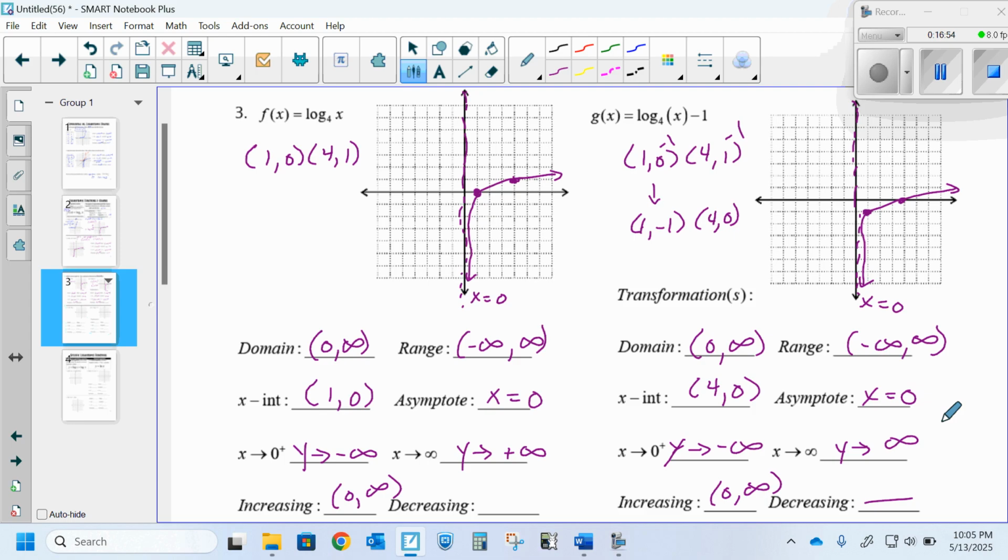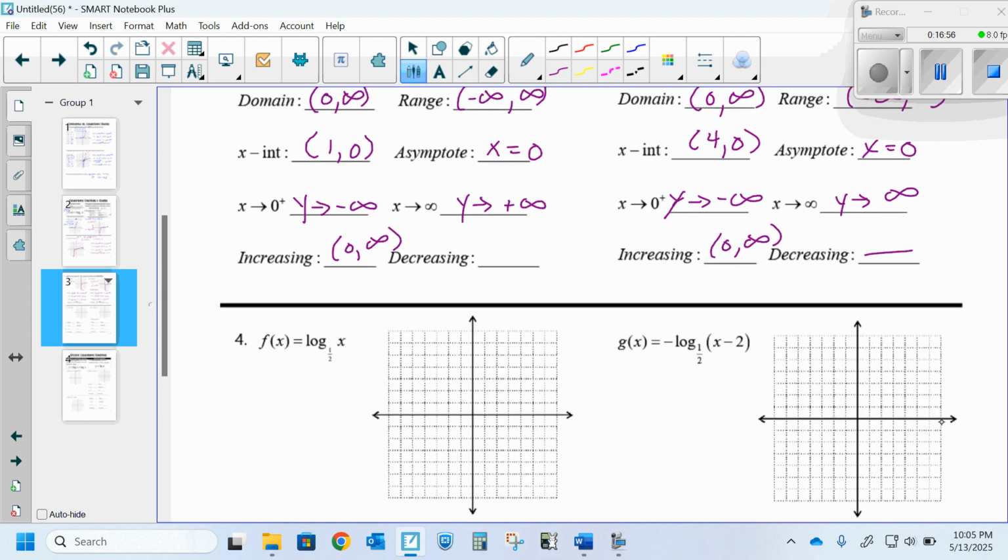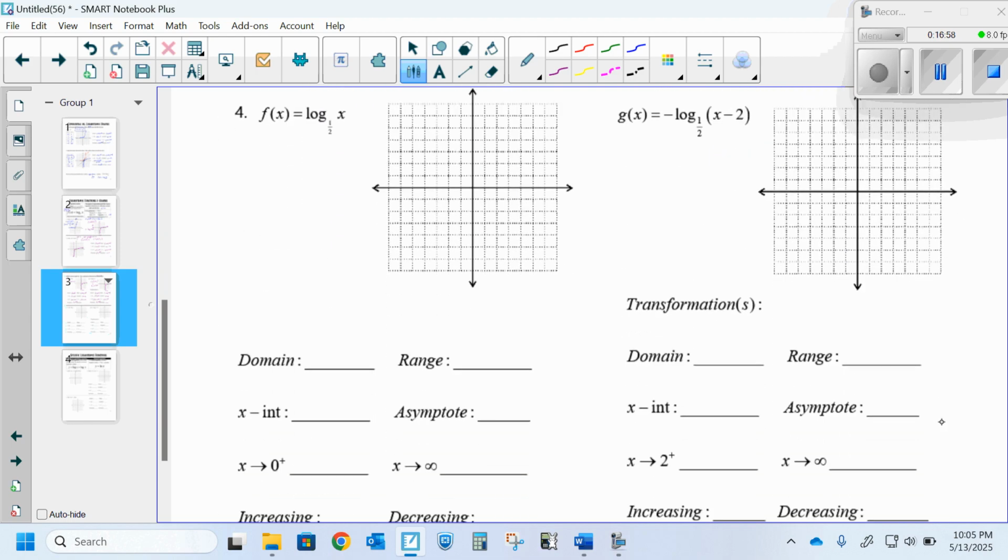All right, let's try another function. Here we have a fraction base, and so I want us to try, instead of doing 1, 0, b1, I mean, you can, but you're going to get fractions. I would really like for you guys to try 1 over b, negative 1. There's no transformations here, so I don't want to use this. It is correct, but I want to avoid fractions.